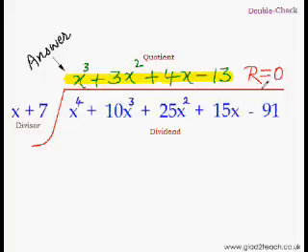So to verify our answer, we need to do the operations on just the coefficients of all these parts, like we always do. So 1 plus 10 is 11, 11 plus 25 is 36, 36 plus 15 is 51, and 51 minus 91 is minus 40. So our dividend is minus 40. Similarly, the divisor is 1 plus 7, that is 8. And of course, the operation in between the divisor and the dividend is always division.